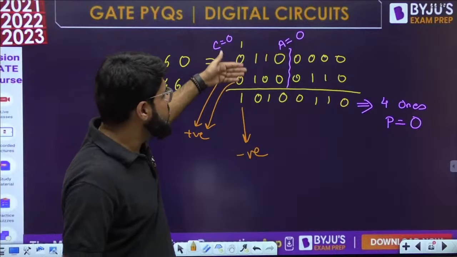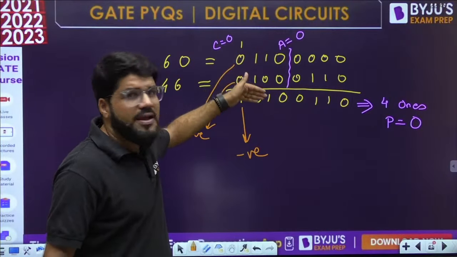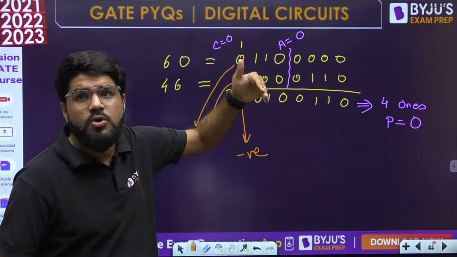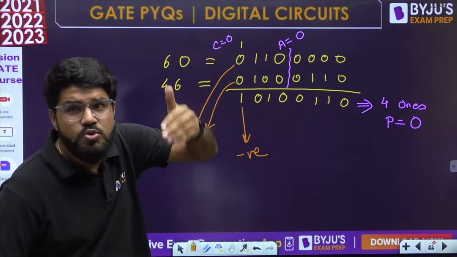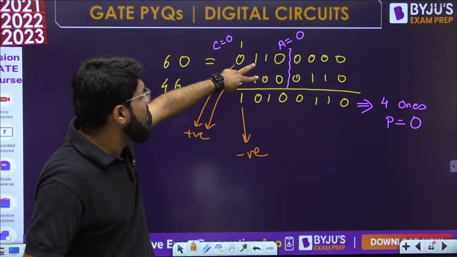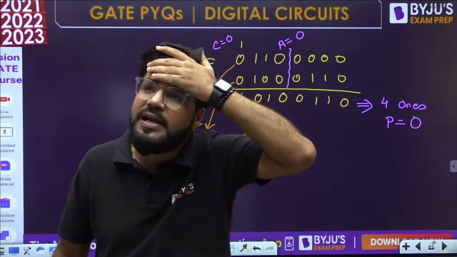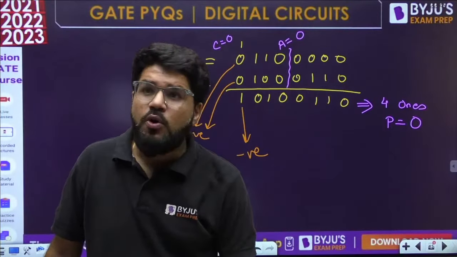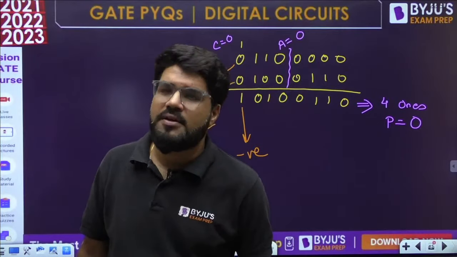Actually, when you convert these two into decimal, na? And when you add them, converting both to decimal, the result goes beyond 255. In an 8-bit format, the highest number that can be stored is 255. When you add these two numbers in decimal, the answer is going to be greater than 255, and 255 is the highest positive value that you can store in an 8-bit register.